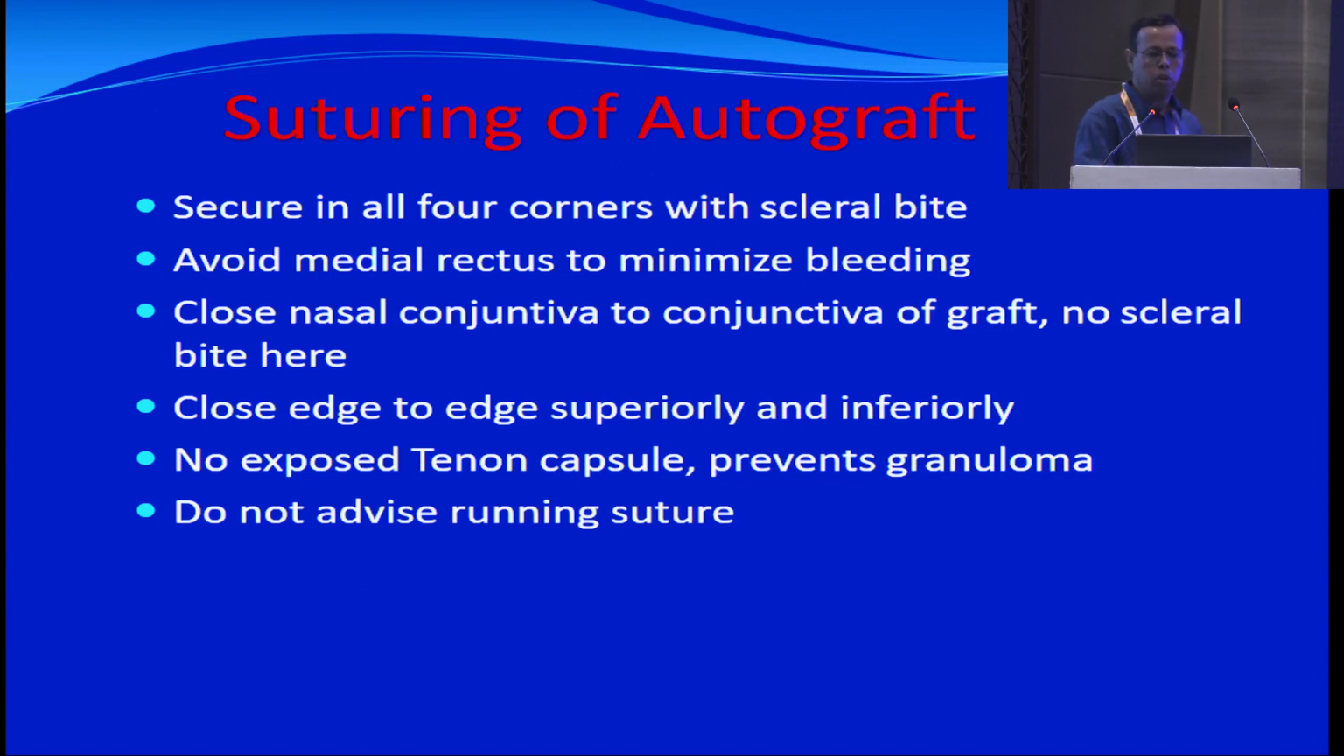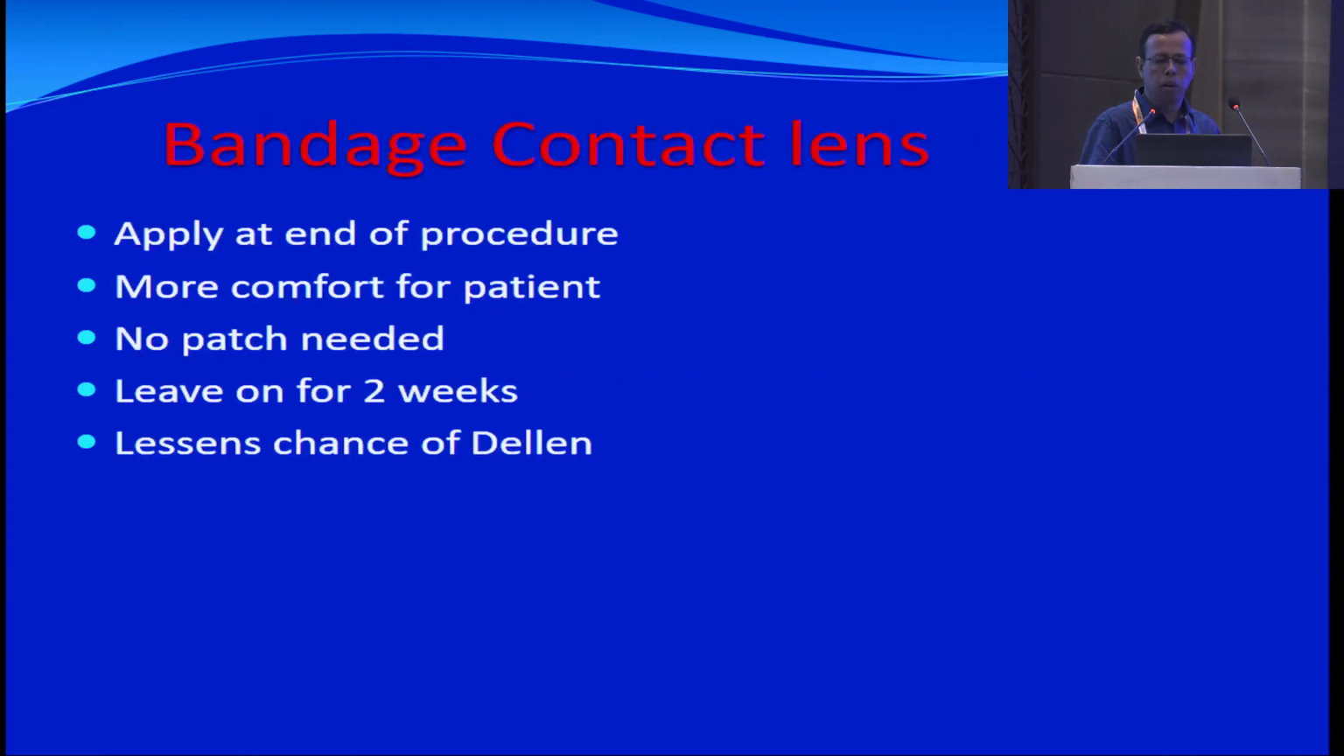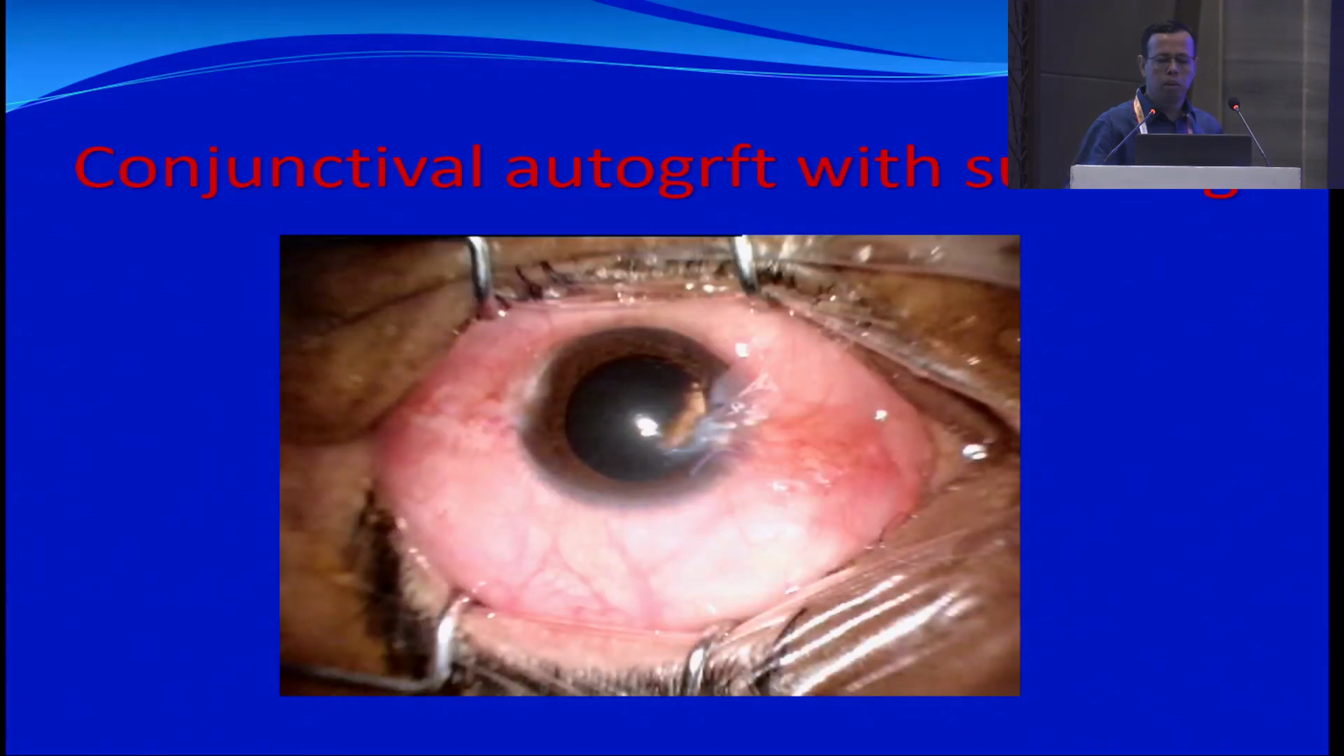So suturing of the autograft. We first secure all the four corners with the scleral bite, and we have to avoid the medial rectus to minimize the bleeding, and close the nasal conjunctiva to the conjunctiva of the graft, and here no scleral bite is taken, and close edge to edge separately as well as inferiorly. But we have to care that there should not be any exposed Tenon's capsule, otherwise granuloma formation can take place, and generally we avoid the running sutures also. And after this we apply the bandage contact lens. So this is just a very small video showing the conjunctival autograft with suturing.